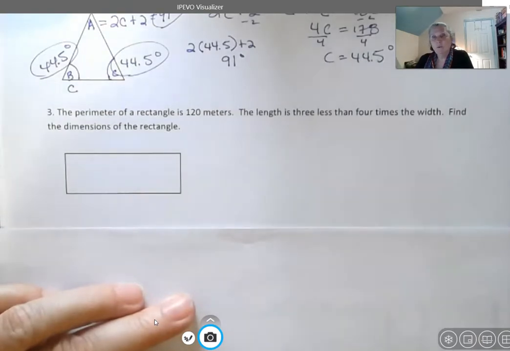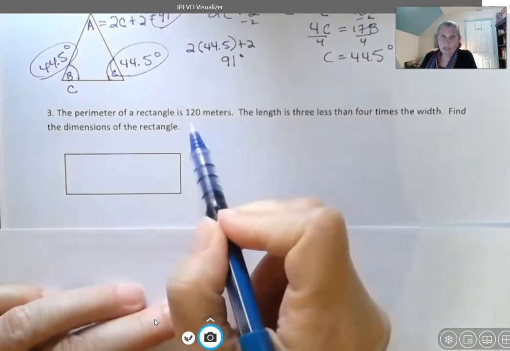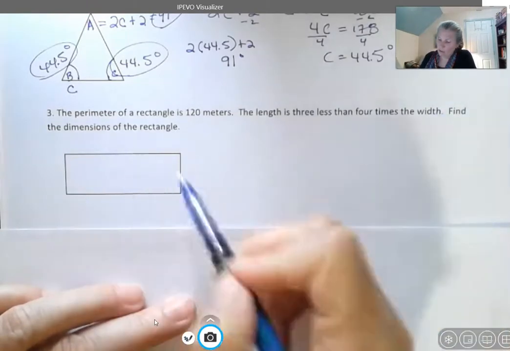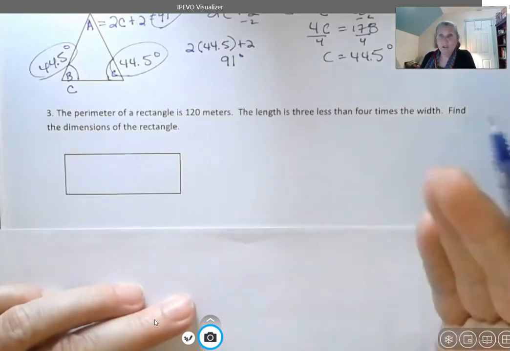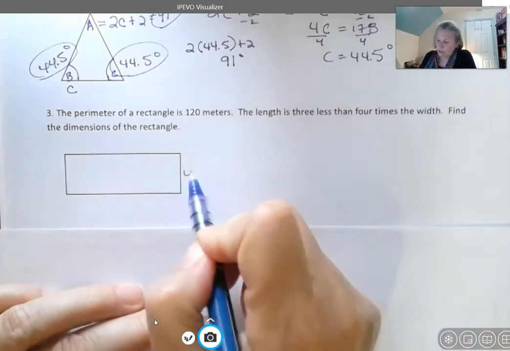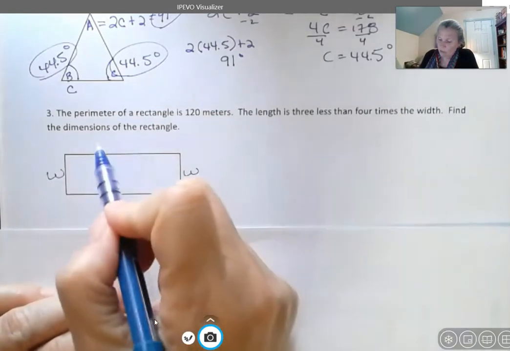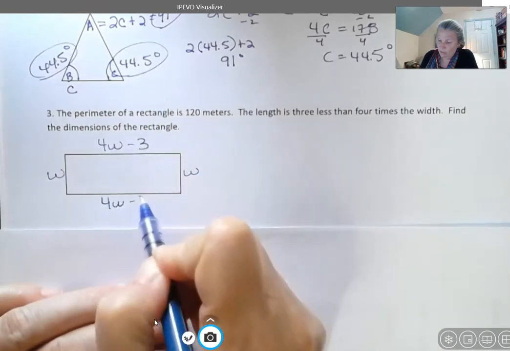We know that if you want to find the perimeter of a rectangle, you just add the 4 sides. So I'm interested in adding these 4 sides, and that's going to equal 120. So that I already know. I'm going to just describe my 4 sides. The length is 3 less than 4 times the width. So the length is based on the width. So I'm going to call this width, and of course it's the same on either side. And the length is 3 less than 4 times that. Well, 4 times the width would be 4w, and 3 less than that would be 4w minus 3.